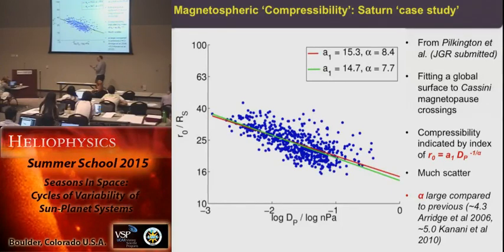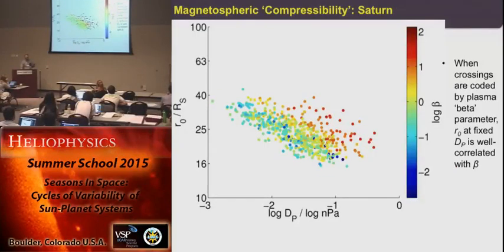But then Nathan, since he had information about hot plasma pressure, said, what if I just plot this data again and color code it according to interior plasma beta? When you do that, I hope you'll be convinced that the color scale shows us that at a fixed dynamic pressure, the size of the boundary increases in good correlation with colors that indicate increasing interior plasma beta. So to me, this is fairly compelling evidence that at Saturn, we have an additional driver of magnetospheric size, which is related to the interior plasma beta of the hot population just inside the magnetopause boundary. Okay?